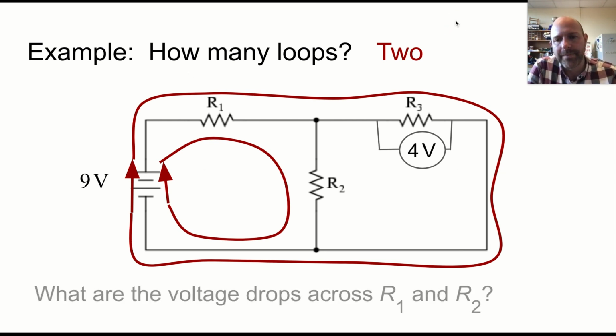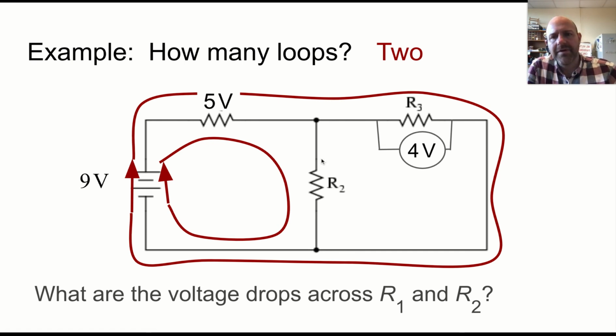So, what are the voltage drops across resistor 1 and resistor 2? Well, we have a 9-volt gain across the battery. We have some drop across R1 and a drop of 4 across R3. So we get 5 volts. 4 plus 5 is 9. And then if you go around the inner loop, you have plus 9 volts minus 5. That means the inner branch has to be 4 volts as well.